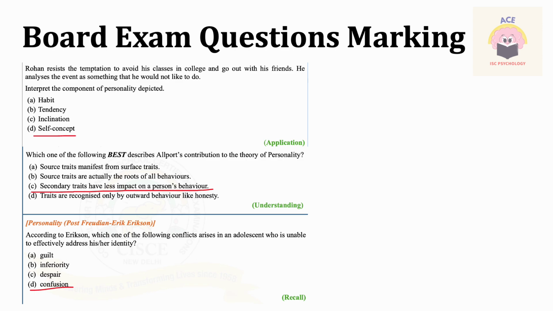sense of self or who they are, the negative outcome is role confusion, a diffuse, uncertain self with no clear direction or commitment. Guilt is the negative outcome of stage 3, inferiority belongs to stage 4, and despair belongs to stage 8. So none of these apply to adolescents.